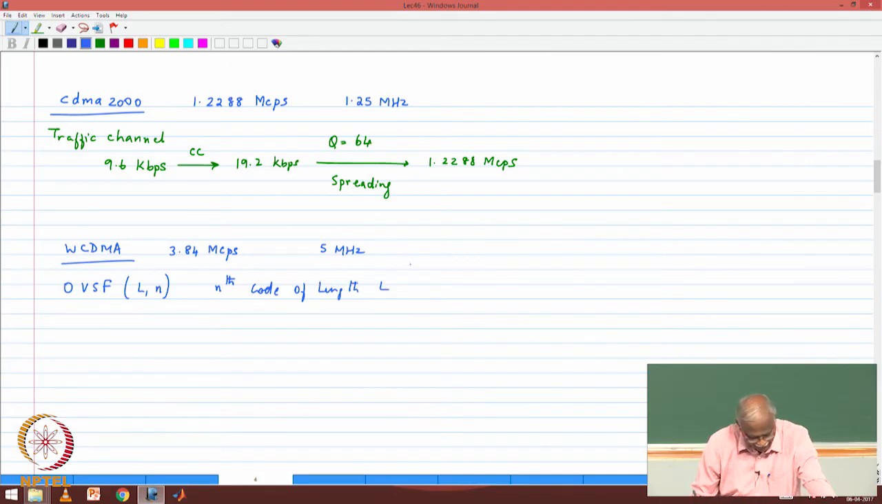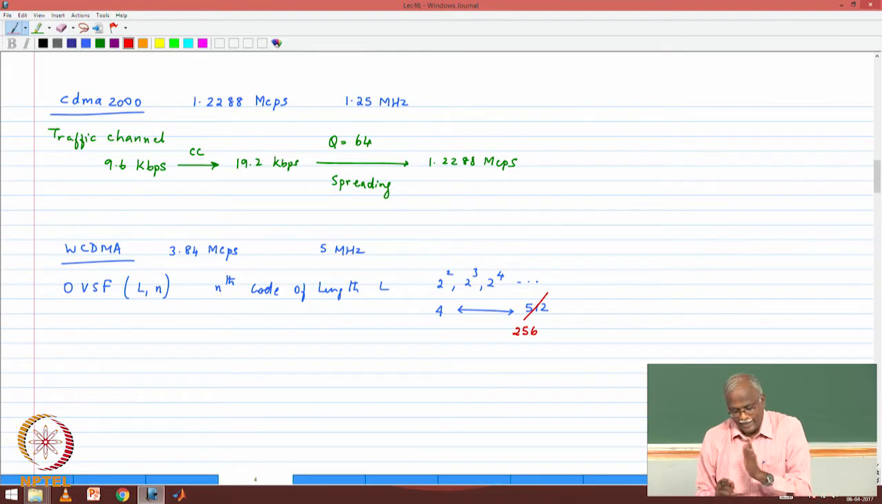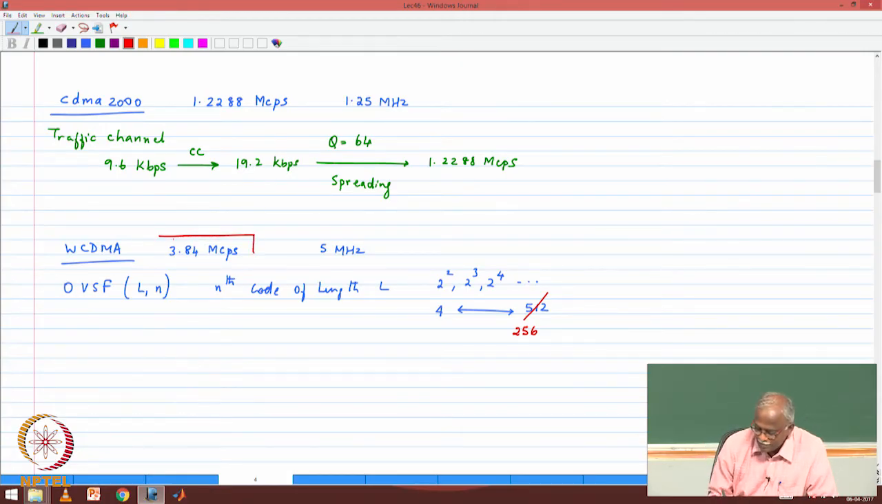Where length L can be 2 squared, 2 cubed, 2 power 4, and so on. In wideband CDMA, there is a provision to vary the spreading factor all the way from 4 to 512, so very high spreading factors to very low spreading factors. Most commonly 512 is not used, so it is from 4 to 256, but still it has a larger spread. And it's 3.84 mega chips per second in 5 megahertz.